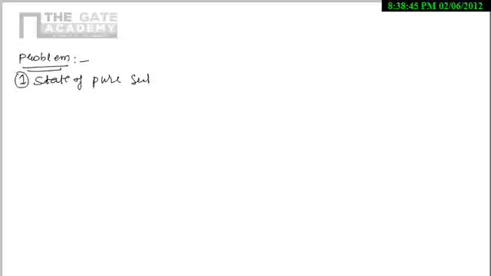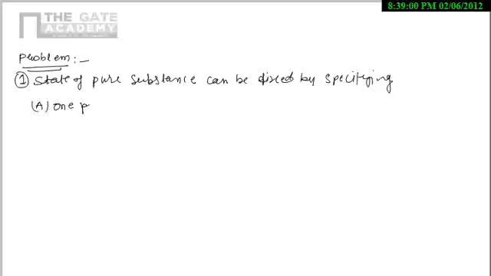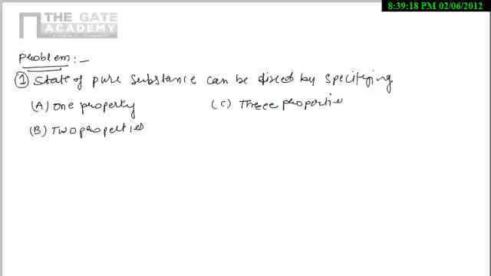State of pure substance can be fixed by specifying: A, one property; B, two properties; C, three properties; and D, none of these. So now let's solve this problem.